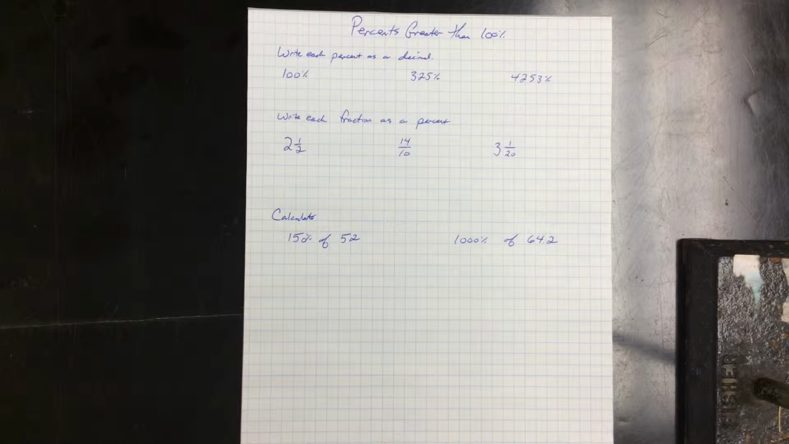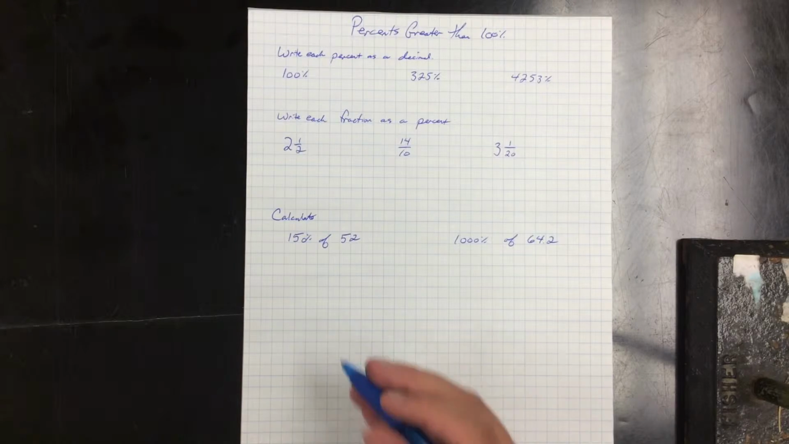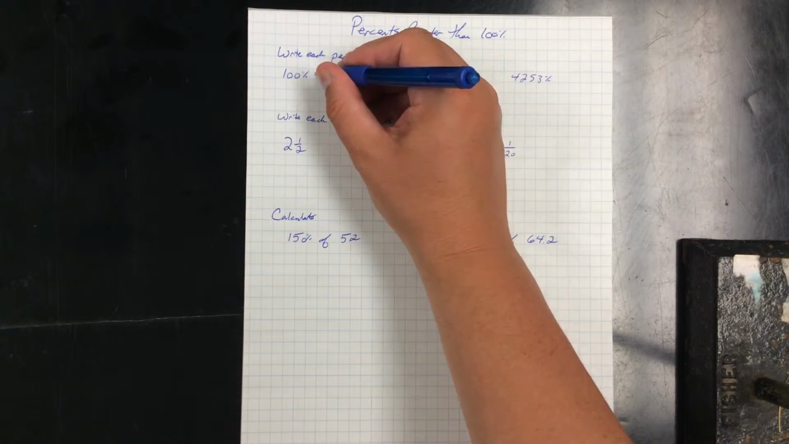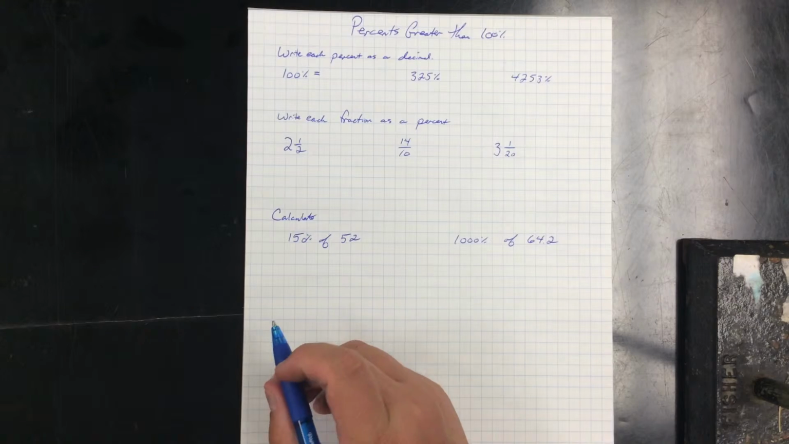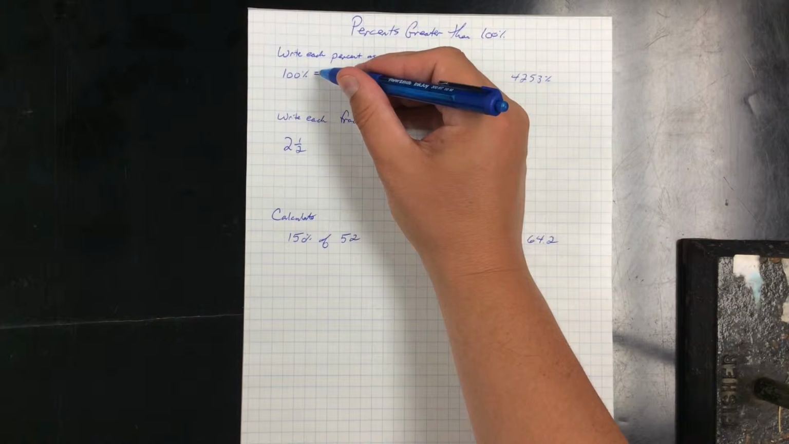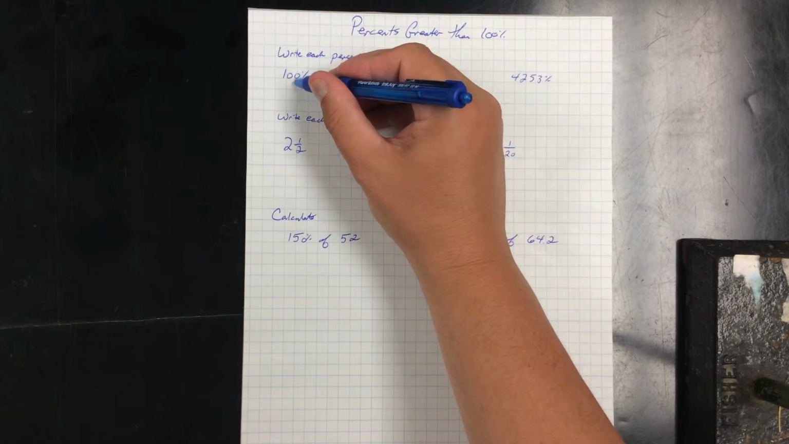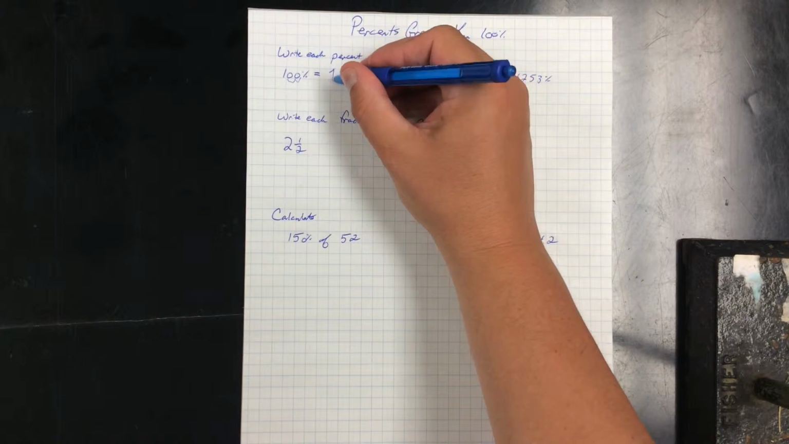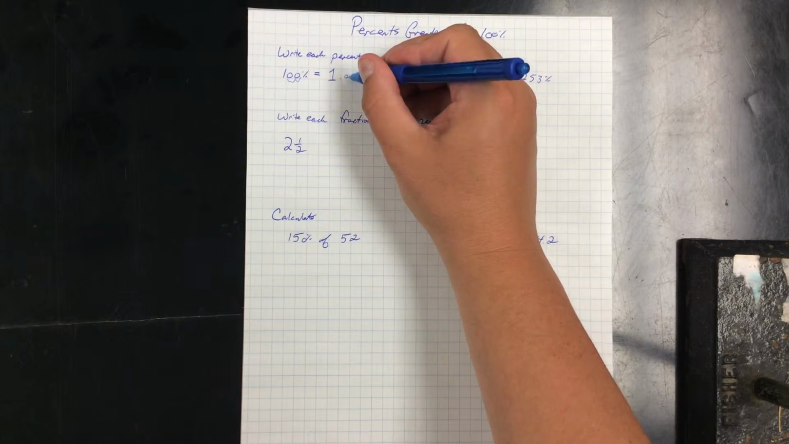Today we're going to be looking at percents that are greater than 100%. So first thing we need to be able to do is see the relationship between percents and decimals. Let's write each percent as a decimal. So 100%. If I take that and divide by 100, or move the decimal place over 2, I end up with an answer of 1, or 1.00.